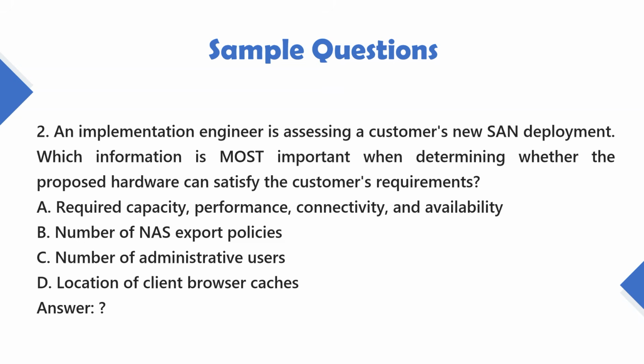2. An implementation engineer is assessing a customer's new SAN deployment. Which information is most important when determining whether the proposed hardware can satisfy the customer's requirements? A. Required capacity, performance, connectivity, and availability. B. Number of NAS export policies. C. Number of administrative users. D. Location of client browser caches.